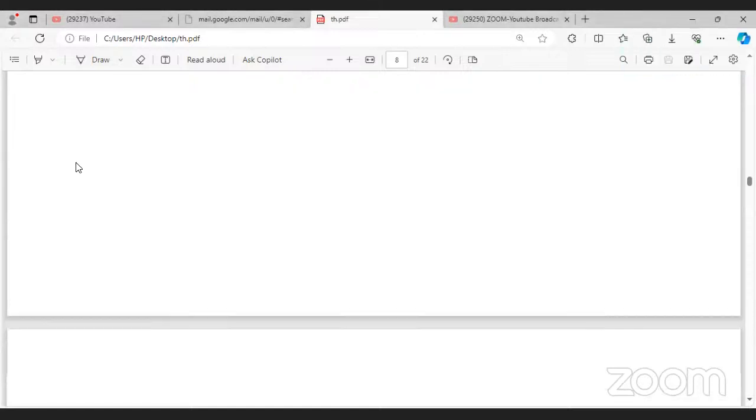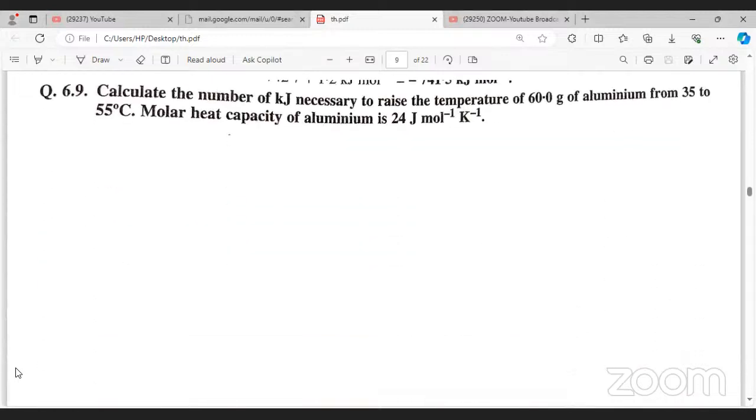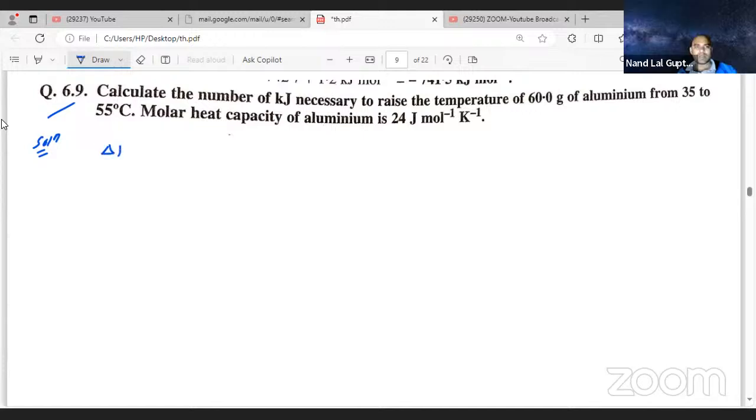Now we are going for the next question. The next question 6.9. Calculate the number of kilojoule of heat necessary to raise the temperature of 60 gram of aluminum from 35 degree to 55 degree. Molar heat capacity of aluminum is 24 joule per mole per Kelvin inverse. So first of all, we'll have to take this temperature into Kelvin. So this delta T will be 20 Kelvin only.